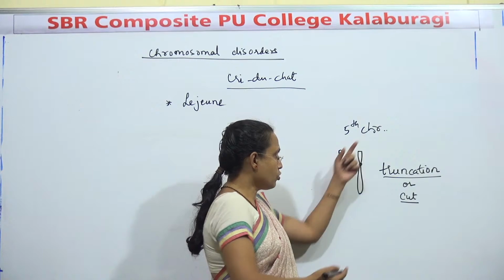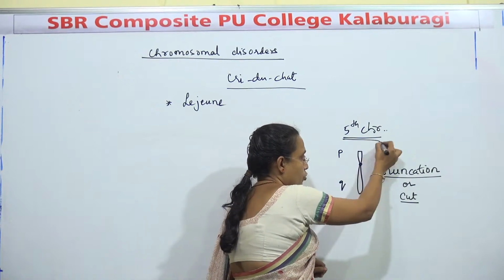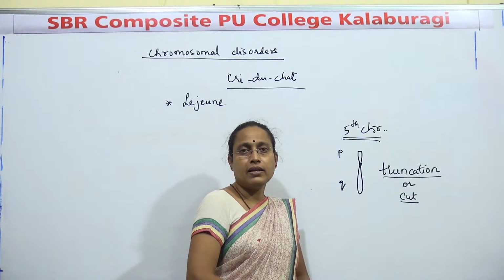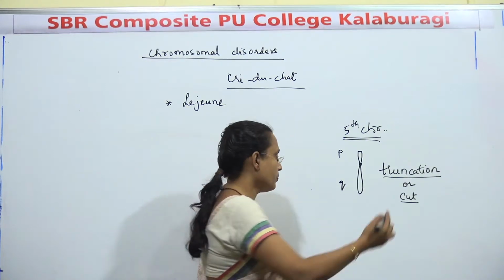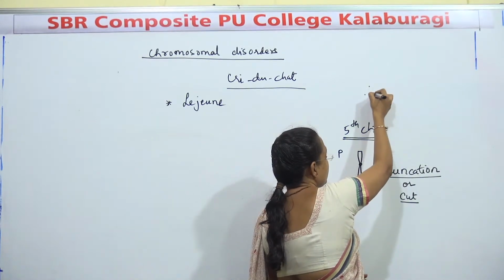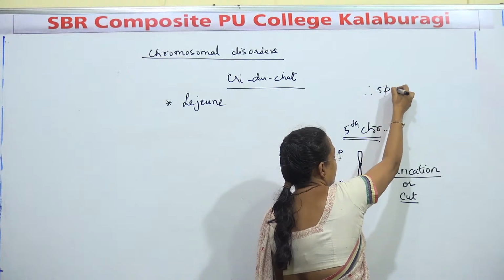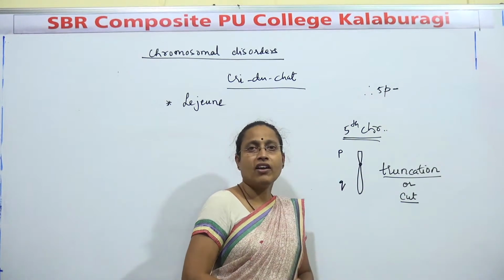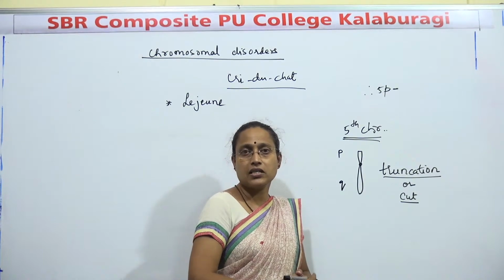So which chromosome is it? The fifth chromosome. It is being cut. That's why it is also called 5p minus disorder. 5p minus means the portion that has been truncated, or which is cut.